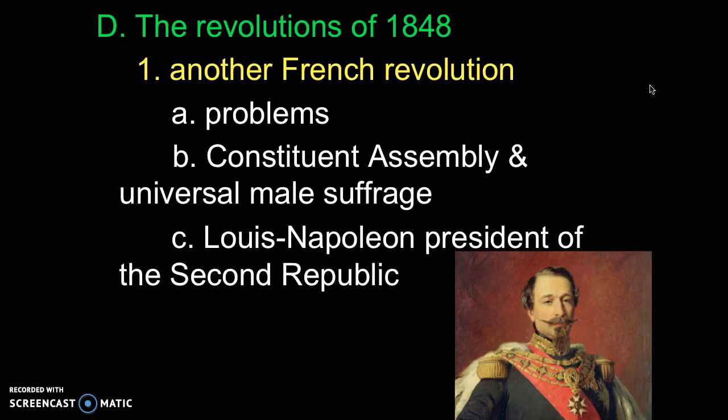This is actually the nephew of Napoleon Bonaparte. It's like the French are hoping that he has some of that old Napoleonic magic, that he will be able to make France great again. So this is another liberal revolution.